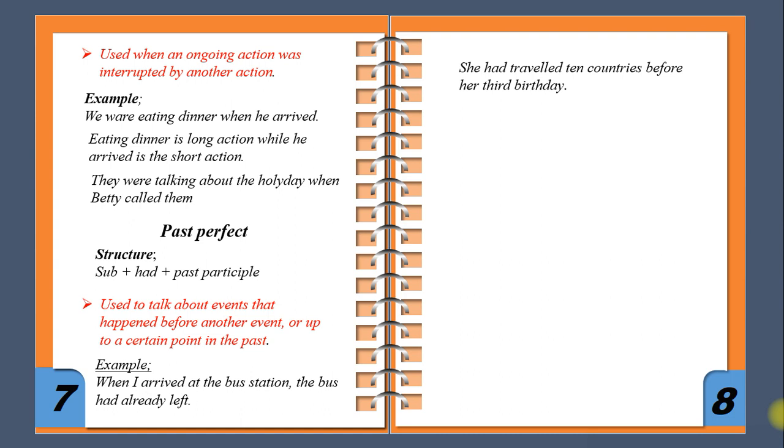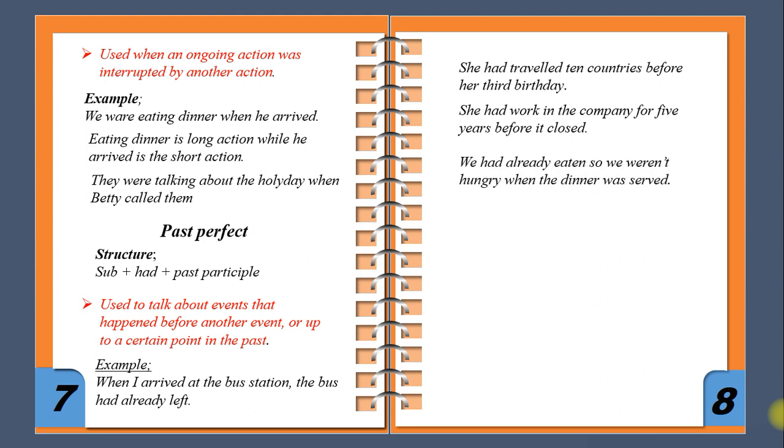And she had traveled to 10 countries before her third birthday. She had worked in the company for 5 years before it closed. We had already eaten, so we were not hungry when the dinner was served. And the next one is past perfect continuous. Structure: subject plus had been plus verb-ing plus the complement.